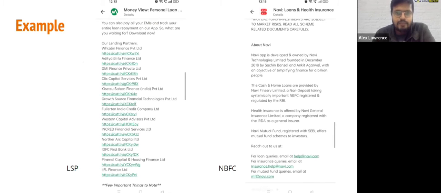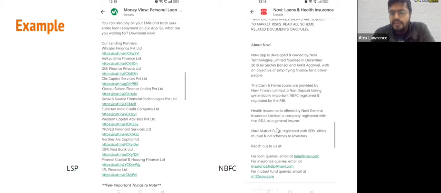So this is one example which we saw recently. One, on the left hand side, is the loan service provider, which has defined all the lending partners. Primarily, apps also get rejected when you don't specify the name of the NBFC. So you have to define the lending partner who you're partnering with, who is providing the loan. If you see here, they have also given the link for the NBFC so that you can click there and then go and visit them.